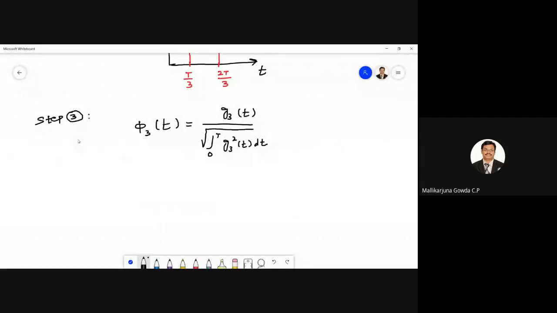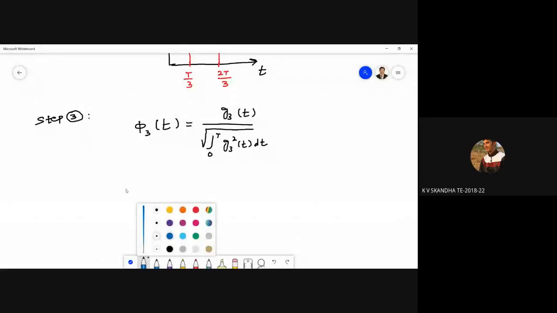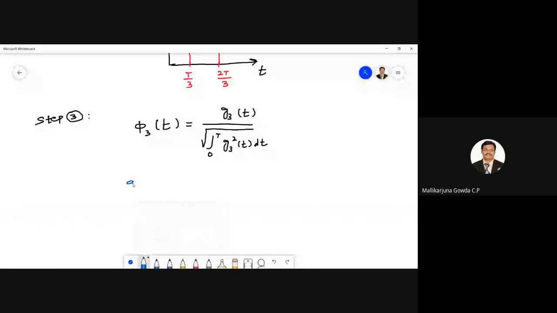Can anyone of you say how I can write g3(t)? Expression for g3(t) quickly. S3(t) minus S31 φ1(t) minus S32 φ2(t). Let me write the generalized expression for gi(t). gi(t) is Si(t) minus the summation j equal to 1 to i minus 1 of Sij φj(t). This is the generalized expression for gi(t). So to find g3(t), I need to substitute i as 3, then I get g3(t).